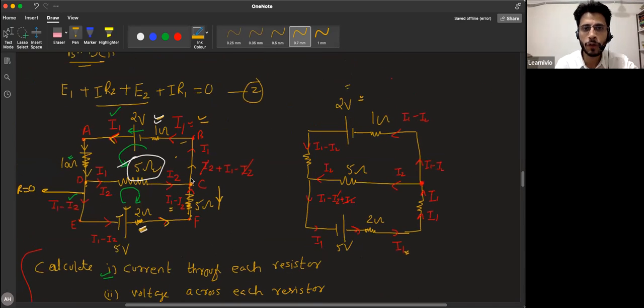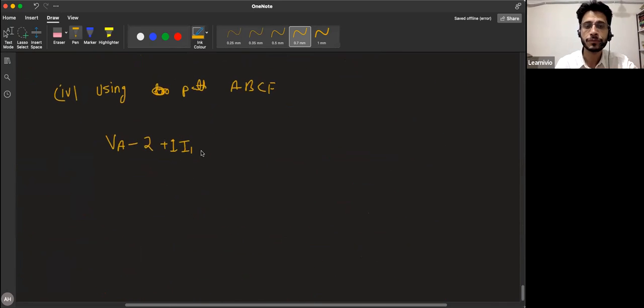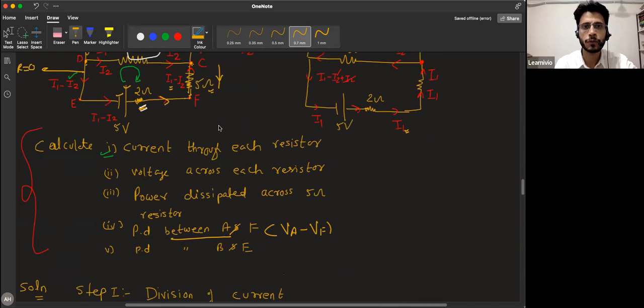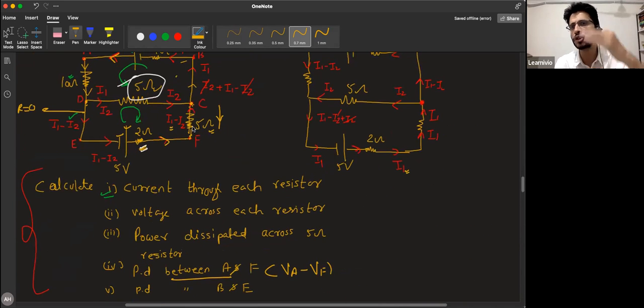Then again, you're going from B to C. There is no potential difference in between B and C. Then you go from C to F. When you're going from C to F, there is a voltage across 5 ohm. The voltage across 5 ohm is 5 into I1 minus I2. But since you are going in a direction opposite to that of the current, you will get plus 5 (I1 minus I2), which is equal to 0. This is 5 (I1 minus I2). You are going in a direction opposite to the direction of current. 5 (I1 minus I2) is equal to 0.